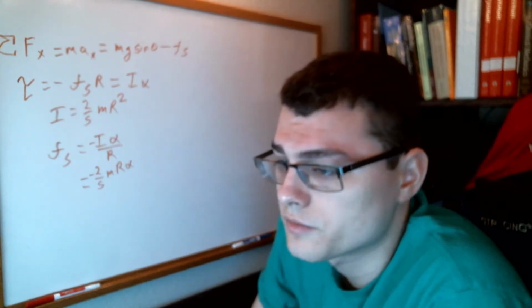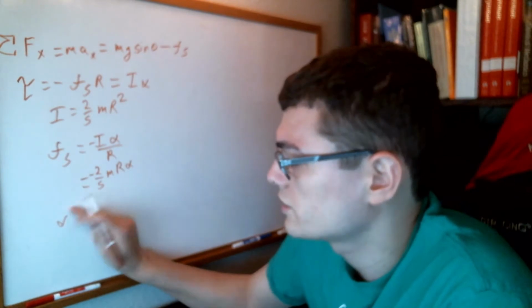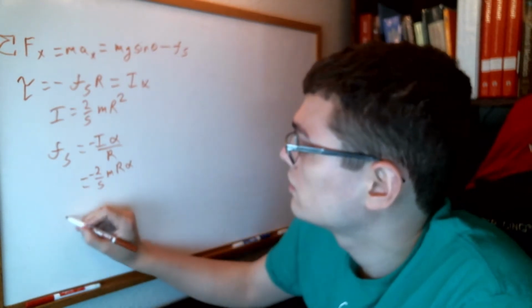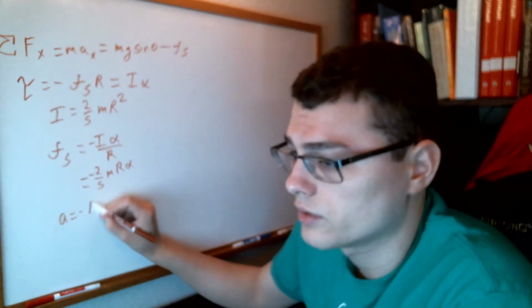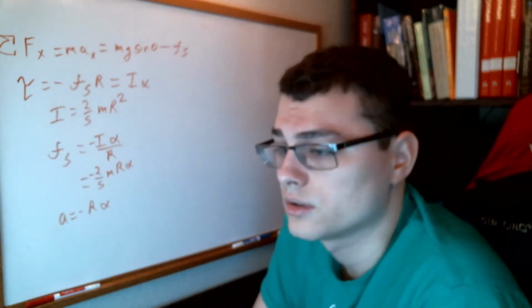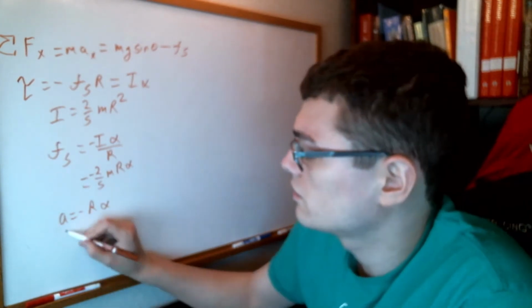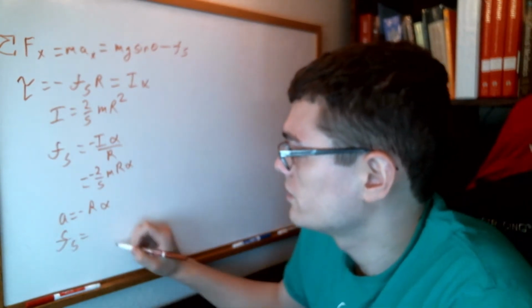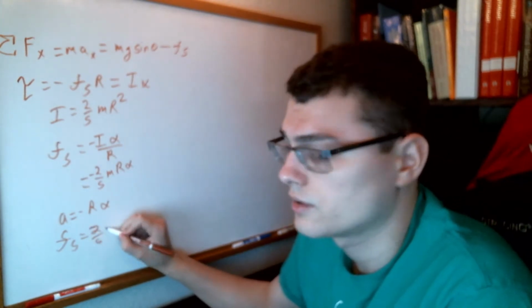And so the sphere rolls without slipping, so we know that A is going to be equal to negative r alpha. And so then static friction here, Fs, is going to be equal to 2/5 ma.